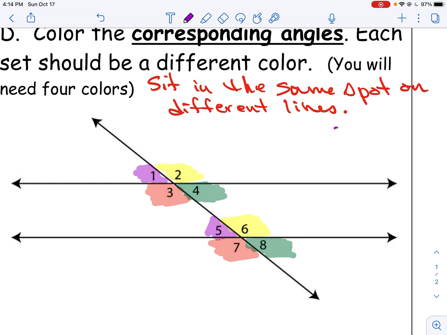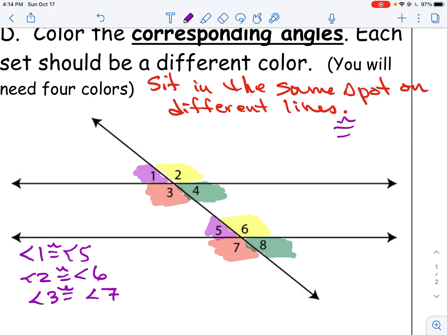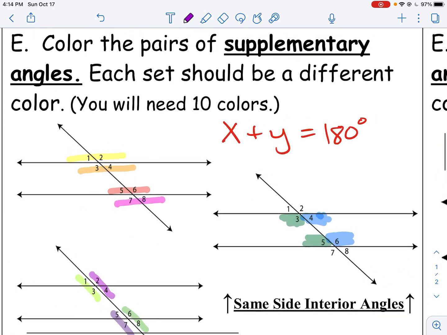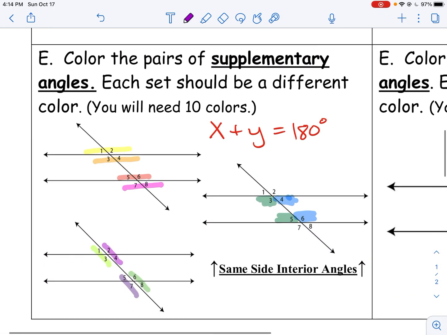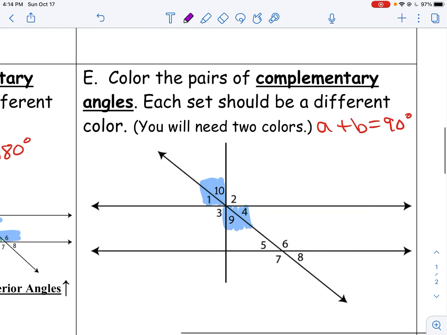Okay, corresponding angles. Corresponding angles are also congruent. So angle 1 is congruent to angle 5. Angle 2 is congruent to angle 6. Angle 3 is congruent to angle 7. Angle 4 is congruent to angle 8. And we already talked about this one. They are supplementary, so they add together to get 180. And these complementary, they add together to get 90 degrees.